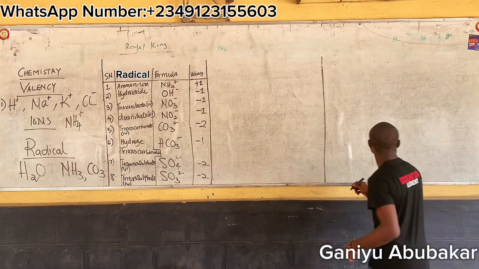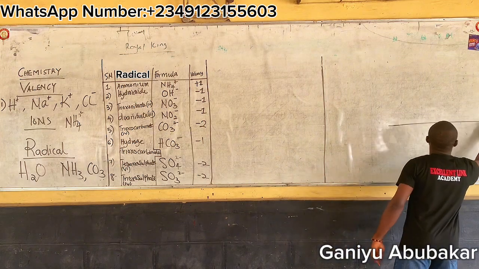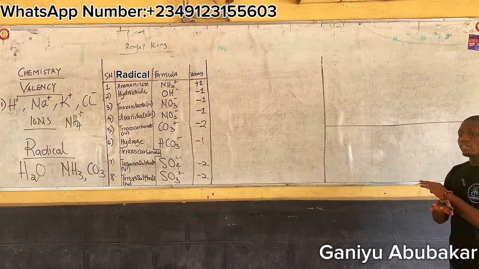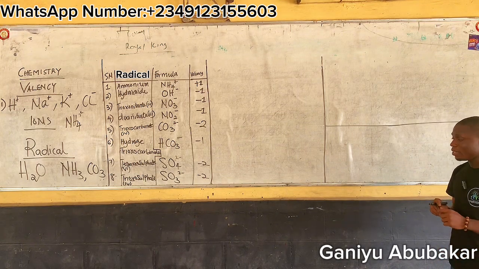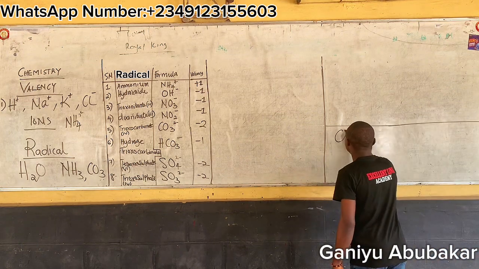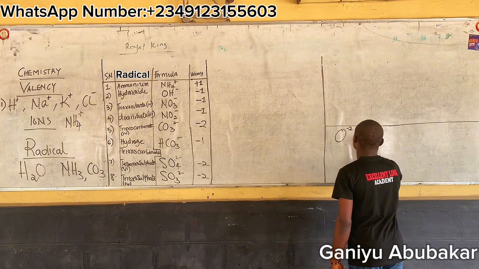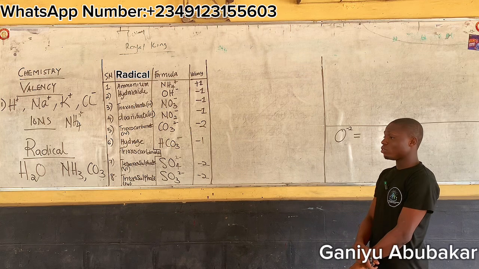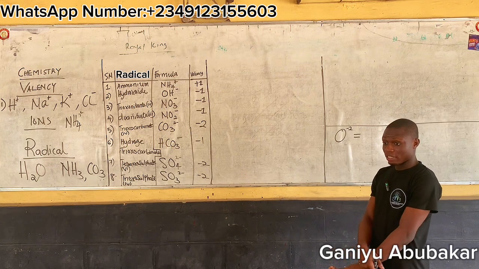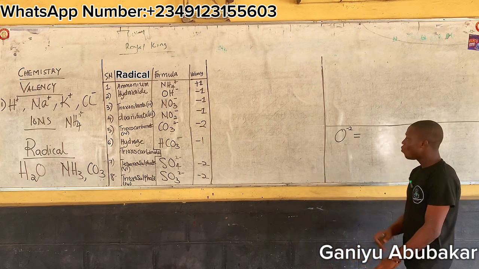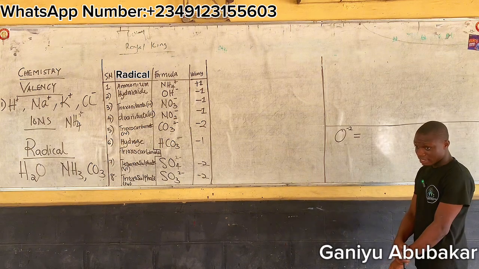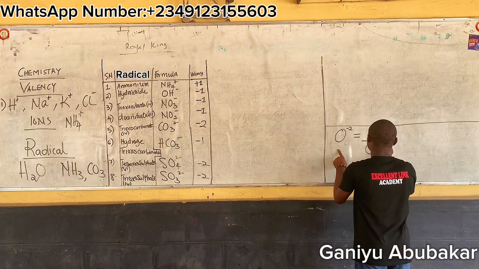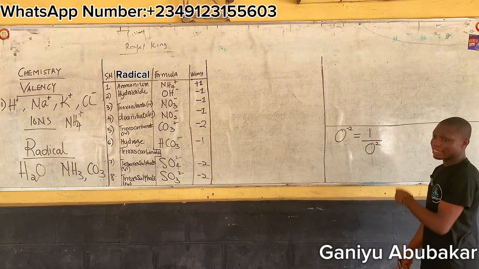Here's the concept. Pick out any science at random. Let's say I have O minus 2. A mathematician, a math professor, what he's saying here is indices. He's saying 1 over O to the power 2. A math person is saying this.